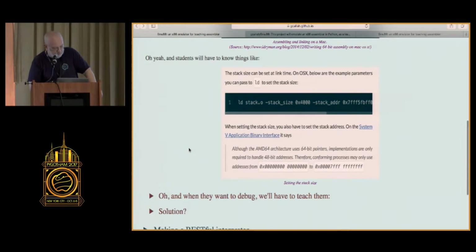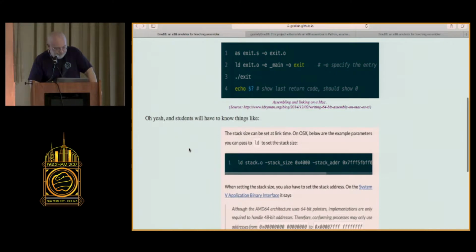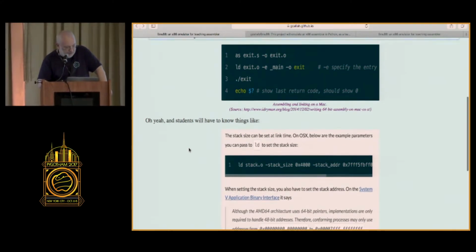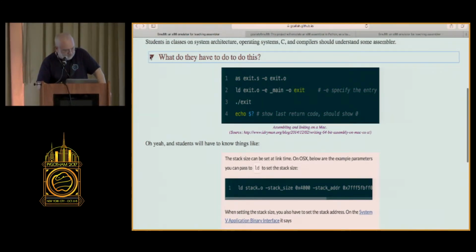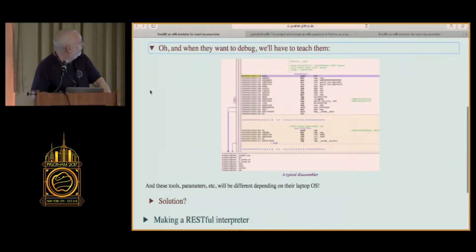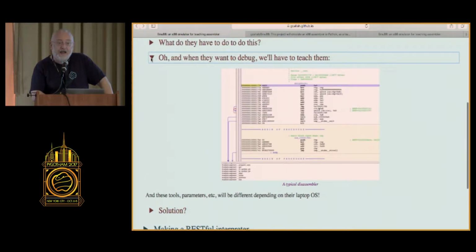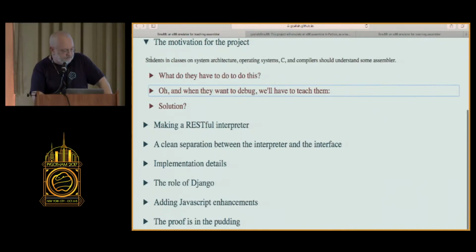I was going to be showing them things like, although the AMD64 architecture uses 64-bit pointers, implementations are only required to handle 48-bit addresses. Therefore, conforming processes may only use addresses from this range here. And teaching them the load options to get those right type of addresses. And then we were going to have to debug our programs, and we were going to be looking at something like this when we went to debug them. And this would be different for Mac, for Windows, for Linux, and I thought this doesn't look pretty.